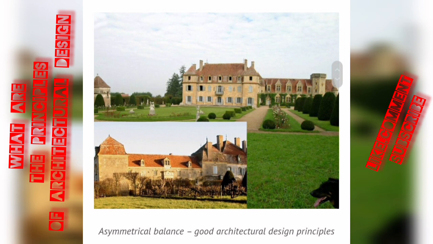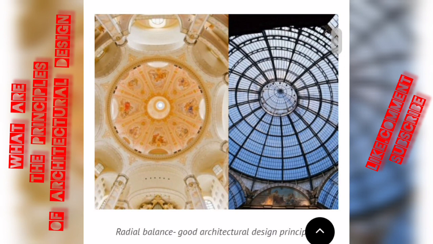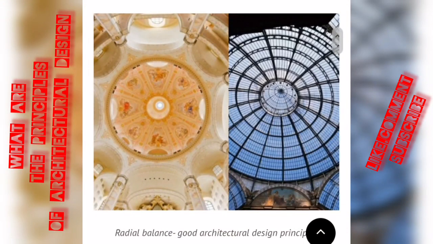As for asymmetrical or informal balance, in general the design is not really identical, but it is in visual weight. Radial balance, from the center, design components radiate outward. Vertical balance, the top and bottom pieces are both the same size. Horizontal balance, both the left and right sides have equal parts.